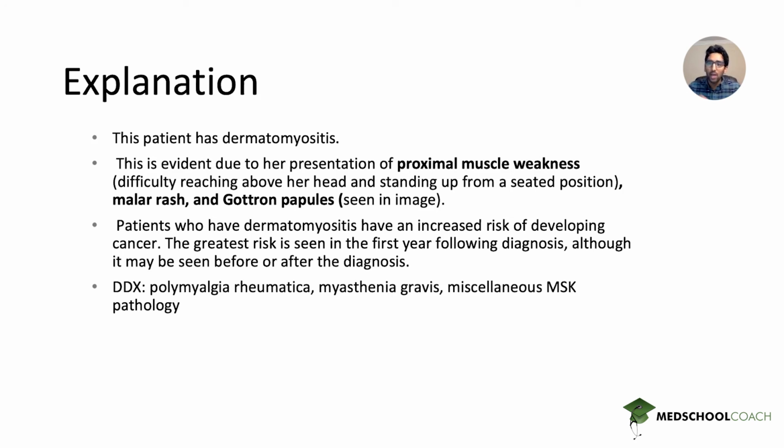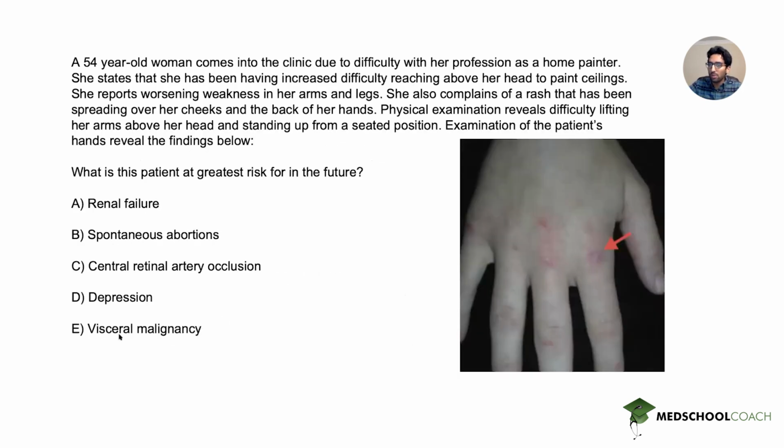A big takeaway from this question of the week and this vignette was understanding proximal muscle weakness and breaking it down, and understanding that dermatomyositis has that characteristic rash on the hands, as well as the high yield association with paraneoplastic syndrome. And so this secondary risk of visceral malignancy ends up being very high yield for USMLE Step 1 questions.